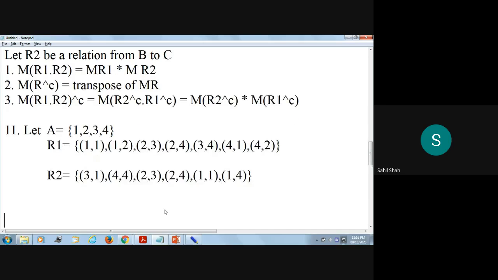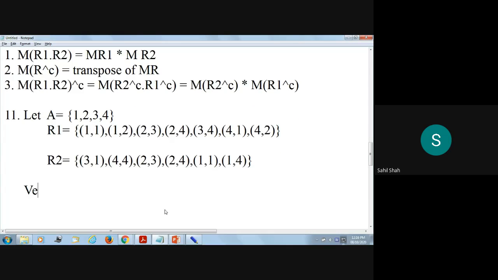What is the question? Verify the properties of relational matrix. Verify all the properties of relational matrix. So that means we will be verifying all those three which are mentioned here. So be quick. I will verify the first two and you will verify the third one as well. I will show you a demonstration as well. Those who have understood can go on writing in the notebook.